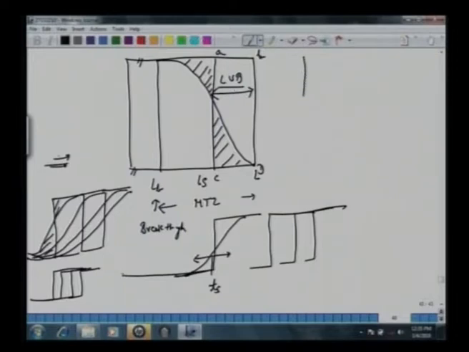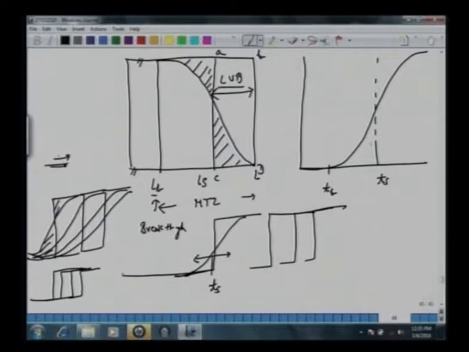Equivalent to this, if we draw a response here, we have the front like this. When the profile has reached the last stage of this MTZ, there will be a TB, the breakthrough time, corresponding to this LB. There will be TS, so that this area is the same as this area. This is 1 here. And then finally, when the bed gets saturated, we have T equilibrium. So we are talking about this front. We have introduced one quantity, the MTZ.